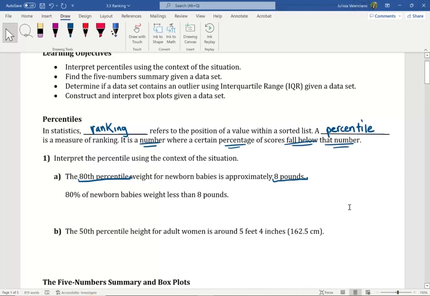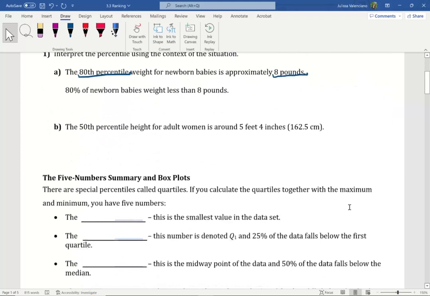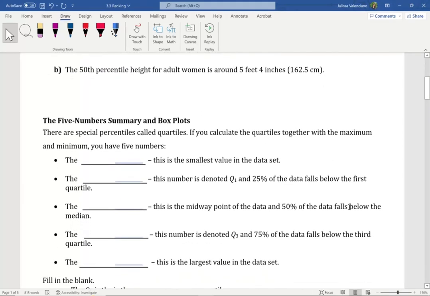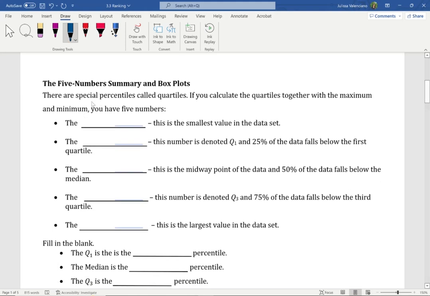Now that we understand percentiles and what they represent, let's go ahead and talk about the 5 number summary. Once we talk about the 5 number summary, we're also going to talk about box plots. In statistics, we have special percentiles, which are called quartiles. We have 3 of them. If you calculate these quartiles together with the maximum and minimum, you have 5 numbers, which are known as the 5 number summary. Here, we're talking about the minimum, the maximum, and 3 special percentiles, which are called the quartiles.